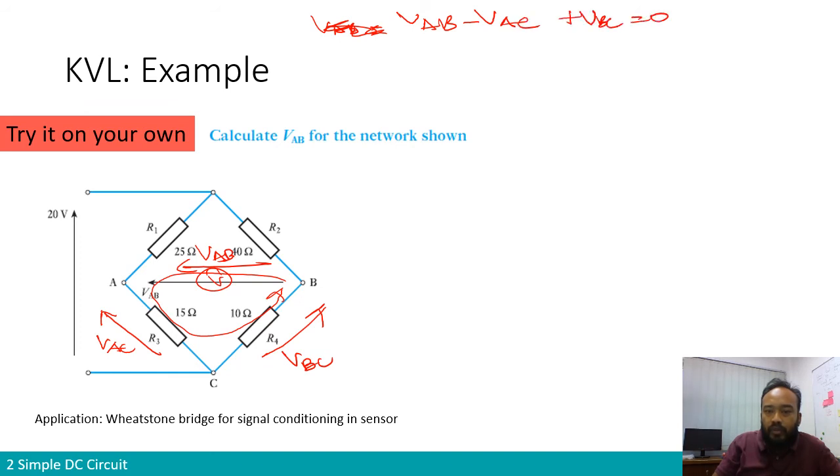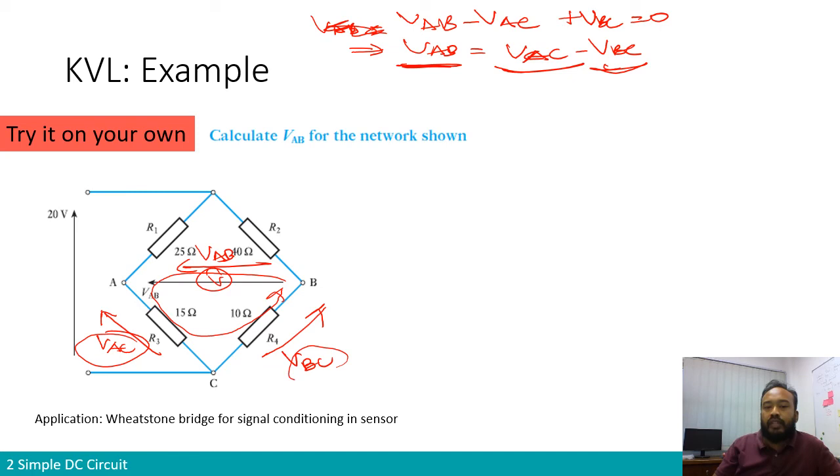So therefore, if you want to find VAB, VAB will be equal to VAC minus VBC, right? So if you want to find VAB, what we need to do is to find VAC and find VBC. VAC is this voltage over here, VBC is this voltage over here. So how do we find this VAC and VBC? You will be using the properties that we have seen in previous week.